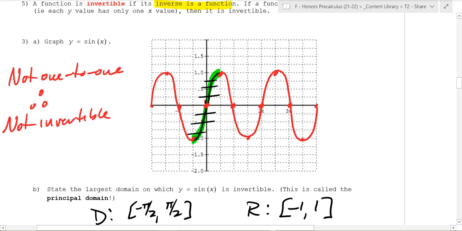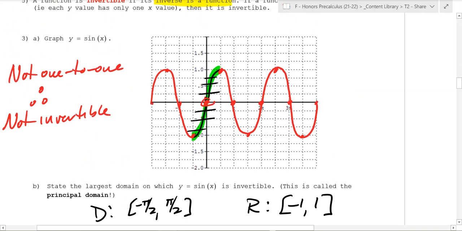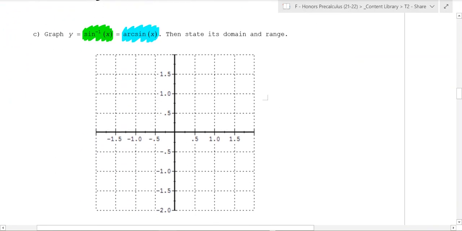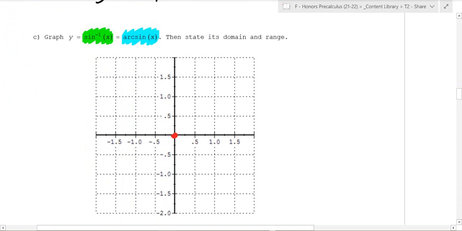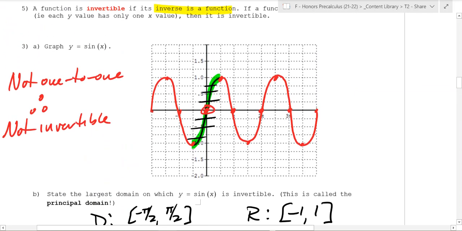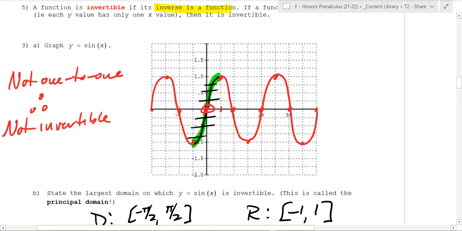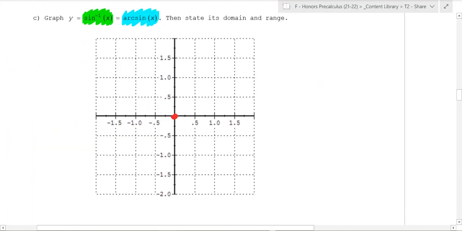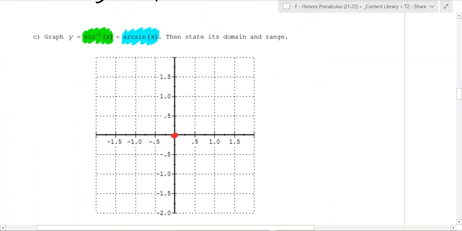So what that means is every point here, let's call, for example, 0, 0. If we flip 0, 0, it stays at 0, 0. That point will stay right there. This point right here is pi over 2 comma 1. So if you flip those, you get 1 comma pi over 2. 1 comma pi over 2 is a little bit more than 1.5. It's like right up there.